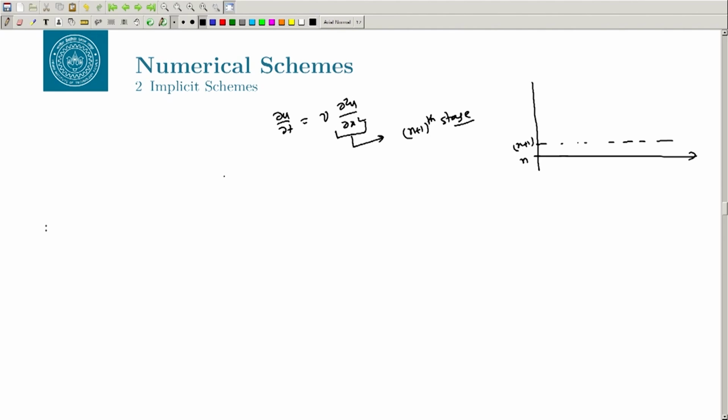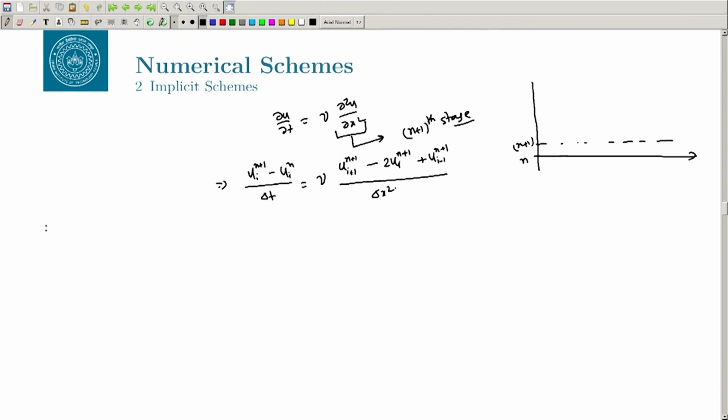So, del u by del t is basically (u i n plus 1 minus u i n) by delta t, right. And nu, use the same central differencing scheme for del square u by del x square, but at the n plus 1th time step. So, this is basically (u i plus 1 n plus 1 minus 2 u i n plus 1 plus u i minus 1 n plus 1) by delta x square, right.